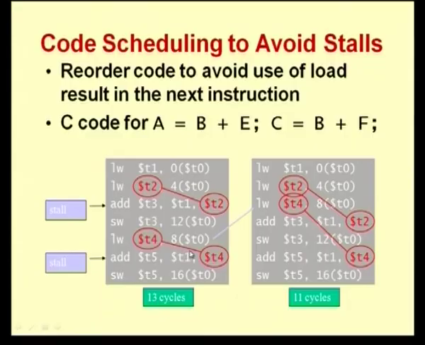So, the 2 stall cycles that we had here can easily be avoided if you do some simple rescheduling of the code. Code scheduling is something which is normally done by compilers in order to avoid the stalls. So, this is another technique that we normally keep in mind.